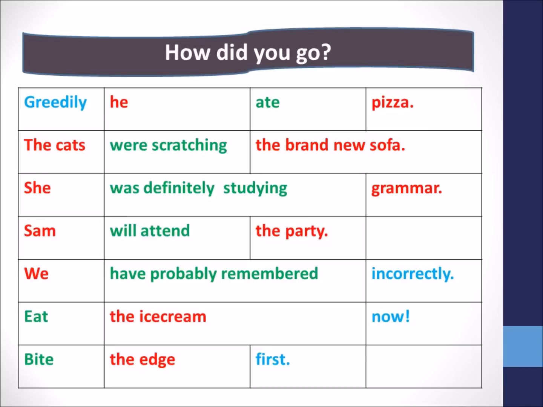What is happening? Greedily he ate pizza. Ate is the happening there. Who ate? He ate. What did he eat? Pizza. Greedily tells us how he ate.